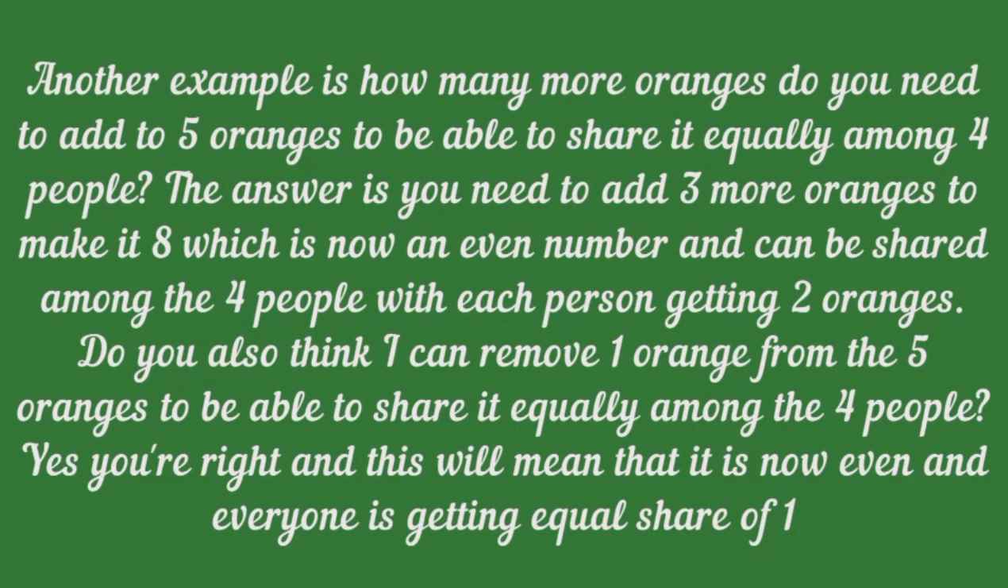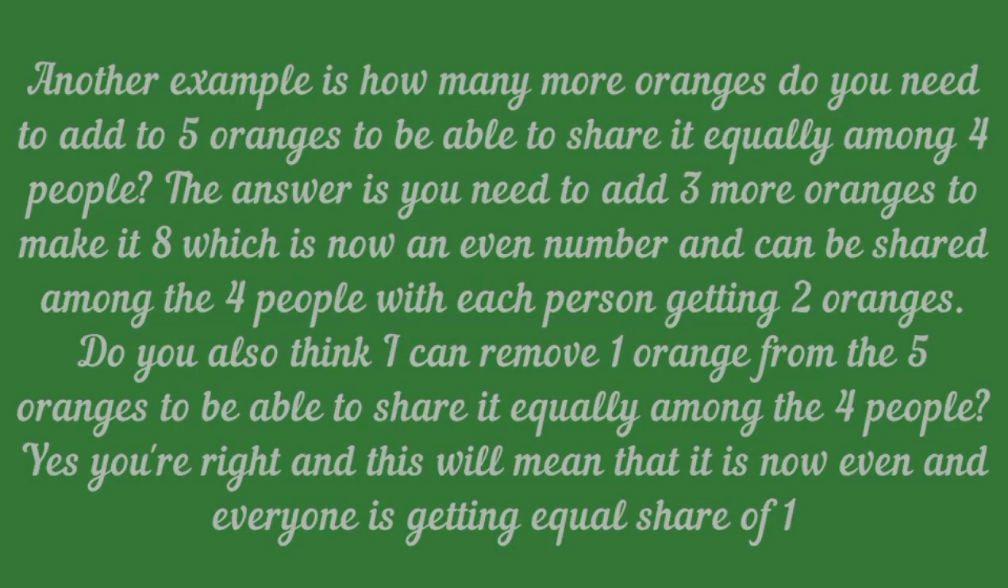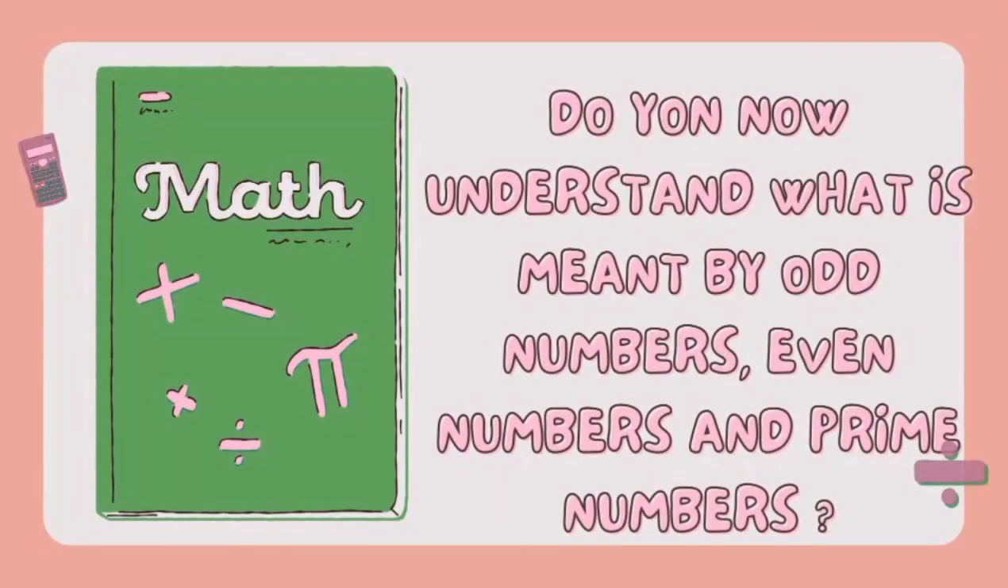Do you also think I can remove 1 orange from the 5 oranges to be able to share it equally among the 4 people? Yes, you are right, and this will mean that it is now even and everyone is getting an equal share of 1. Do you now understand what is meant by odd numbers, even numbers, and prime numbers?